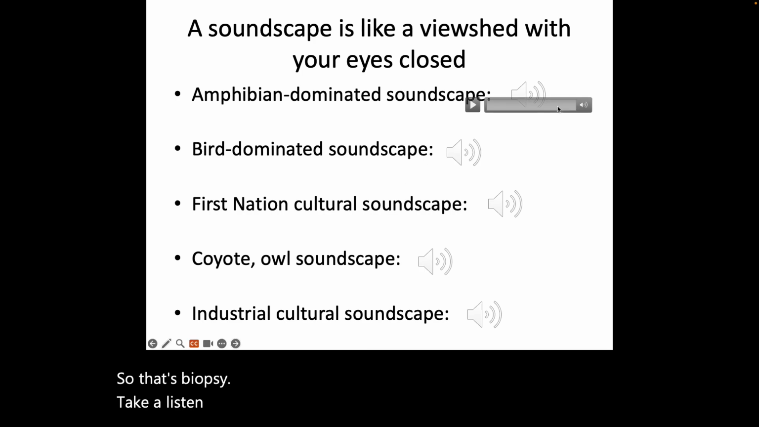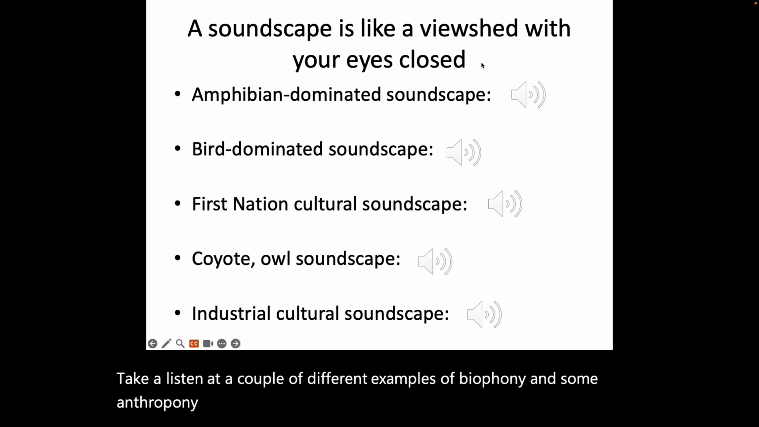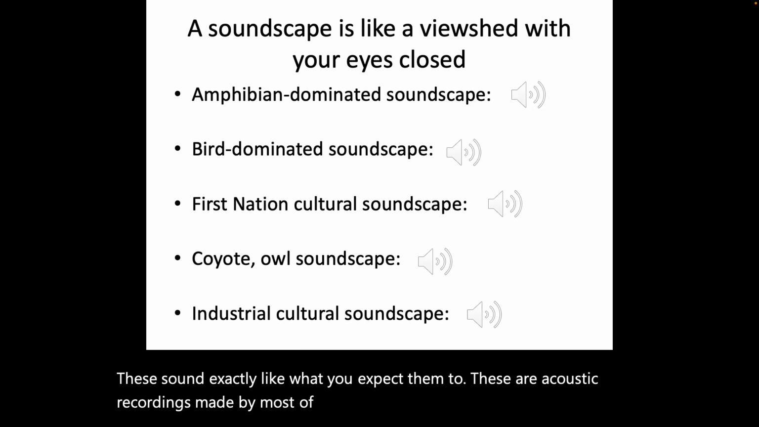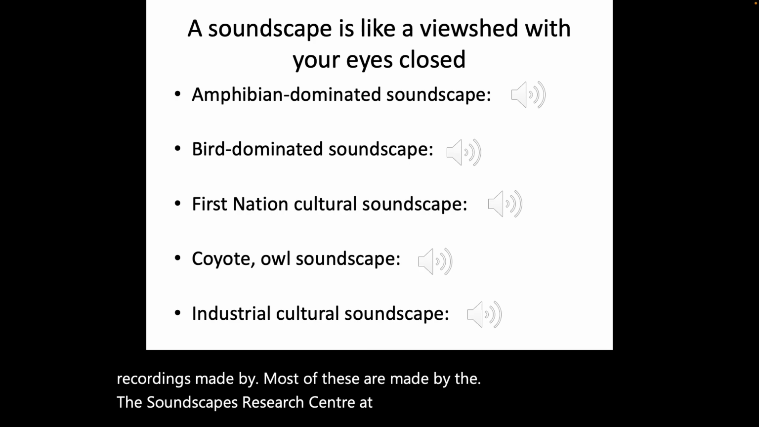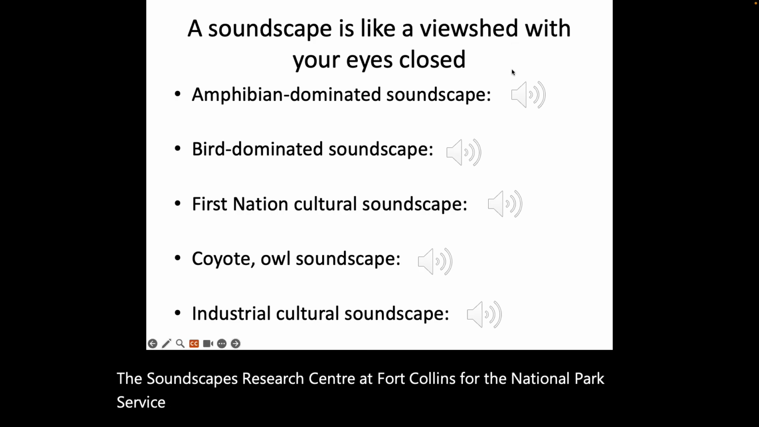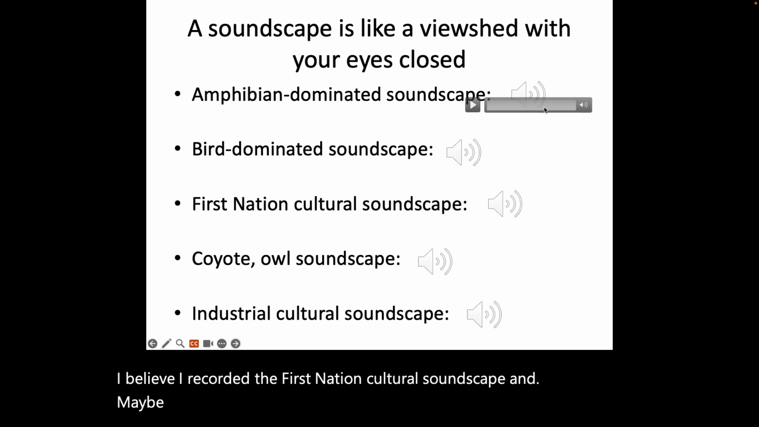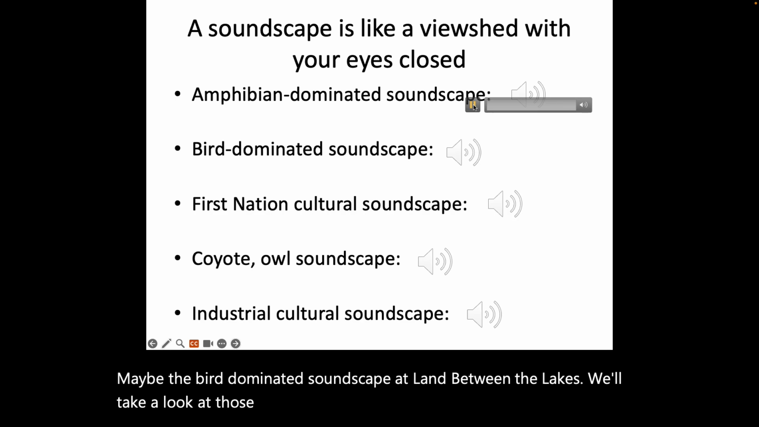Let's take a listen at a couple of different examples of biophony and some anthrophony as well. So these sound exactly like what you expect them to. These are acoustic recordings, most of these made by the Soundscapes Research Center at Fort Collins for the National Park Service. I believe I recorded the First Nation Cultural Soundscape and maybe the bird-dominated soundscape at Land Between the Lakes. We'll take a look at those.